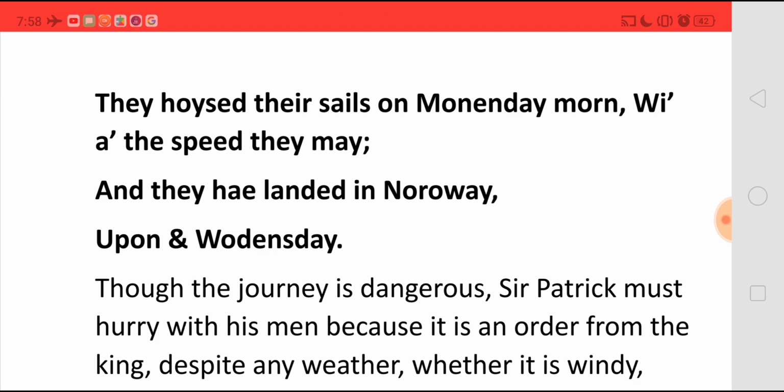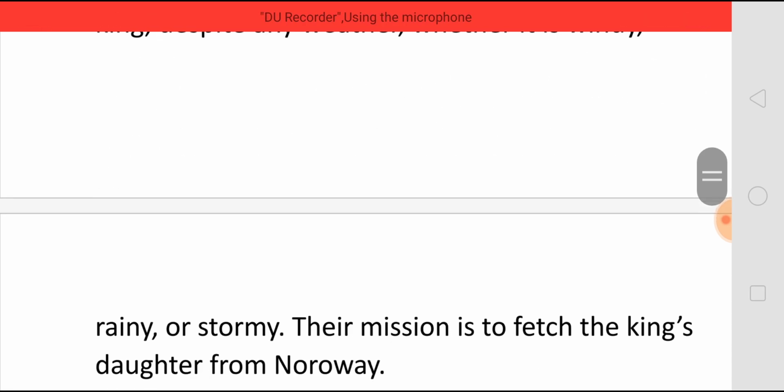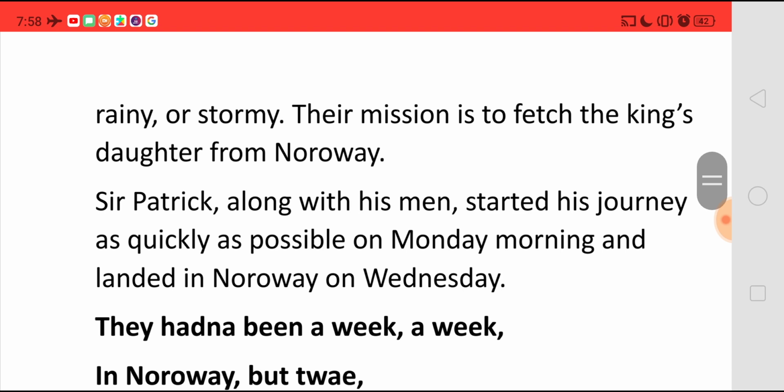Though the journey is dangerous, Sir Patrick must hurry with his men because it is an order from the king despite any weather, whether it is windy, rainy or stormy. Their mission is to fetch the king's daughter from Norway. Sir Patrick, along with his men, started his journey as quickly as possible on Monday morning and landed in Norway on Wednesday.